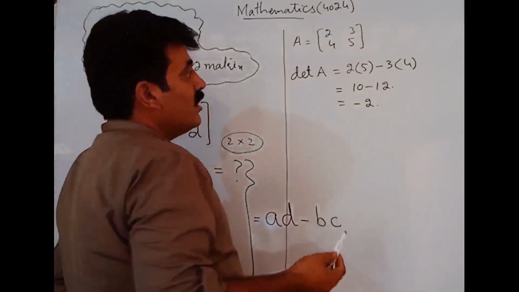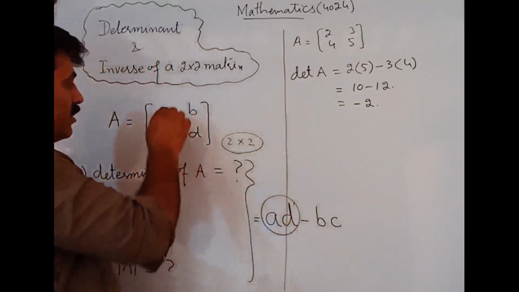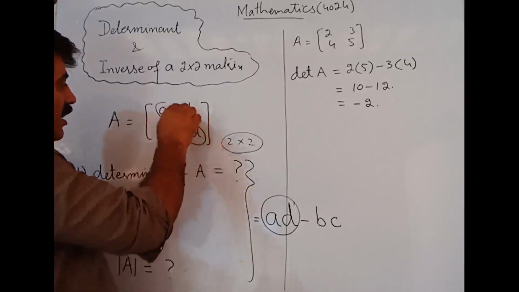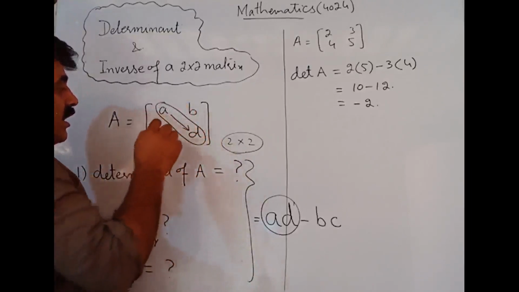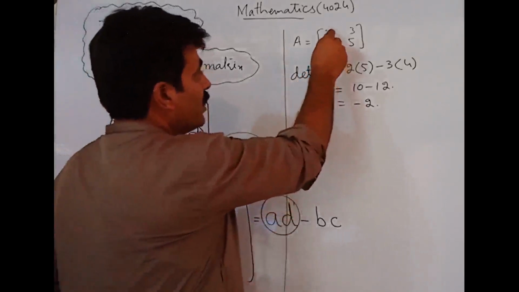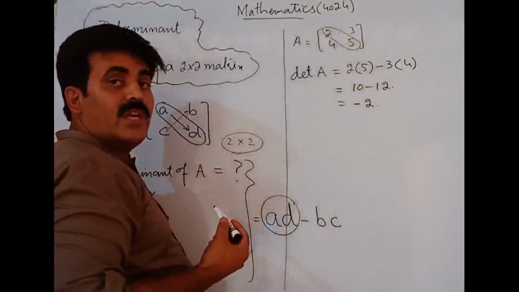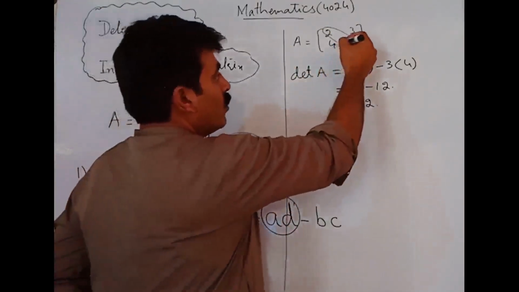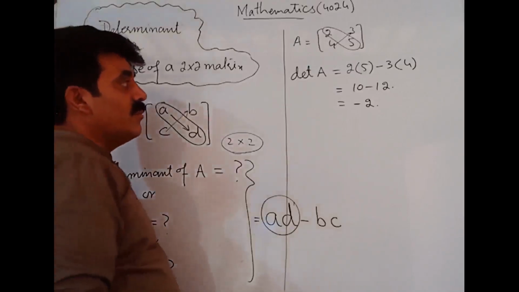The only thing which is notable is that A and D are the elements of the main diagonal, and B and C are the other elements. So I have multiplied here 2 and 5, the elements of the main diagonal, and 4 and 3 are the other elements. Likewise we will be finding the determinant of matrix A.